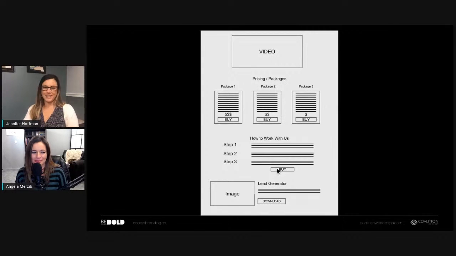I just wanted to address that because I know most of the people that we talk to are service-based businesses. So you just lay out what steps it takes, and then that call to action, whatever that first step is. Step 1. Yeah, it could be that button.